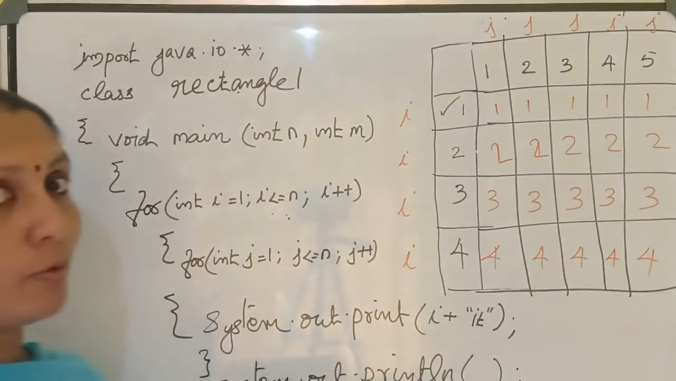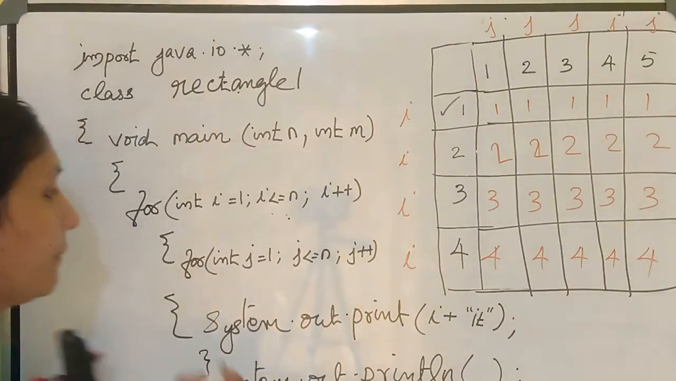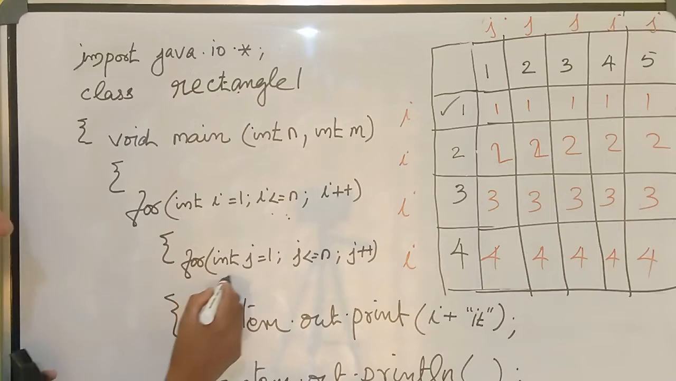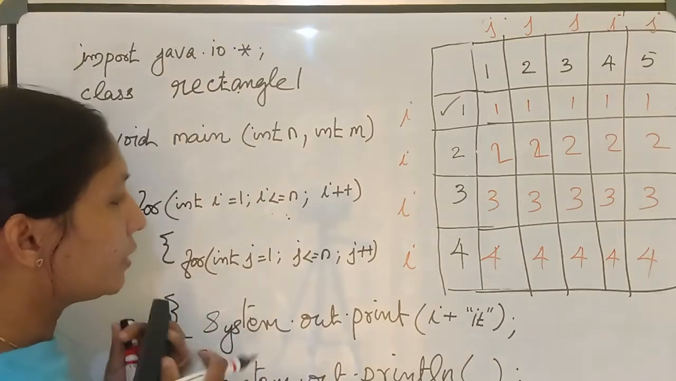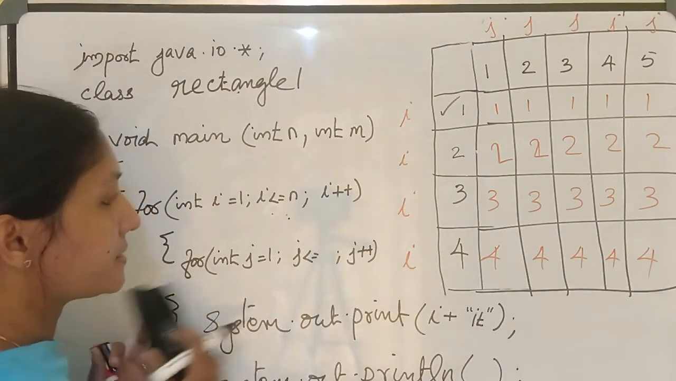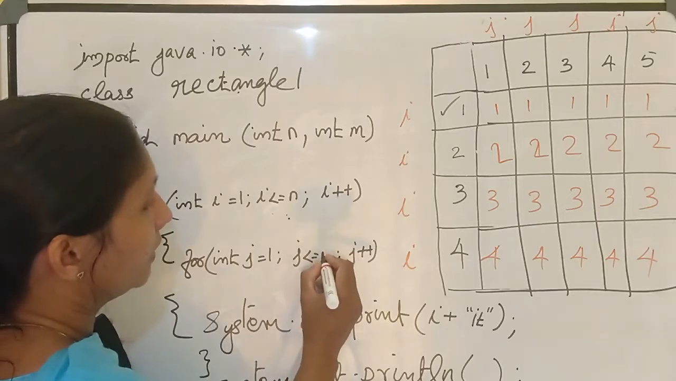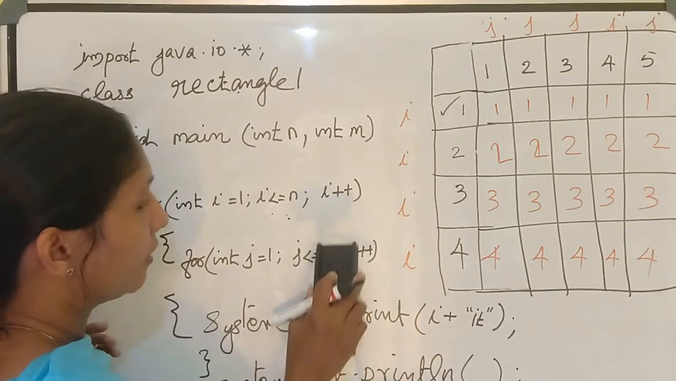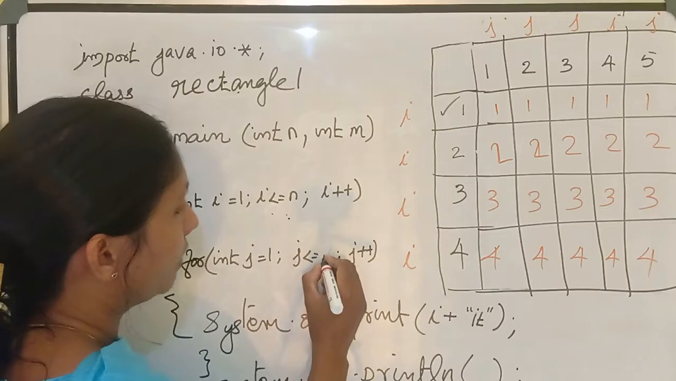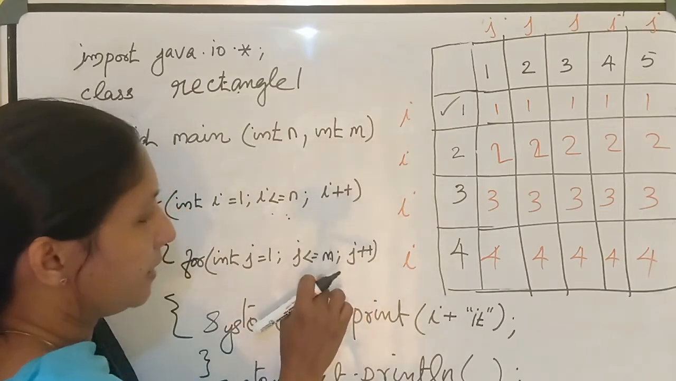After that we need one more loop to create the columns. For that I had given it like this: j is equal to 1. The limit of j is different, not the same as the row number. We can give the column limit as m, because I had given the argument as m.